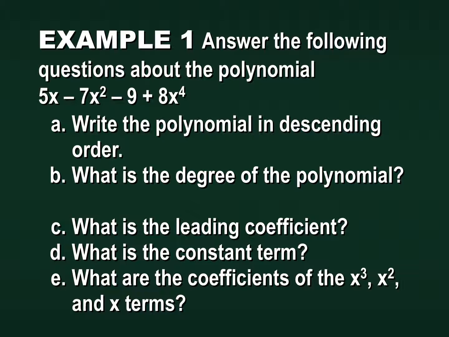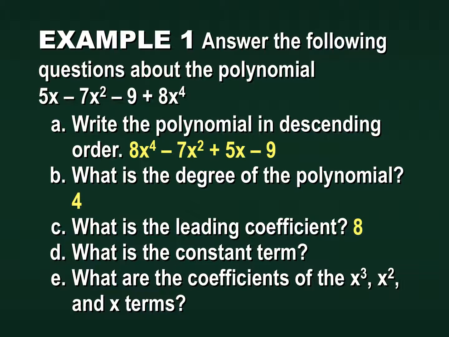We want to write in descending order. So the x to the fourth term comes first, then the x squared term, then the x term, and then the constant. The x to the fourth term came first, and that term has a degree of 4, which means our polynomial is a degree 4. Its coefficient is 8, which means our leading coefficient is 8.